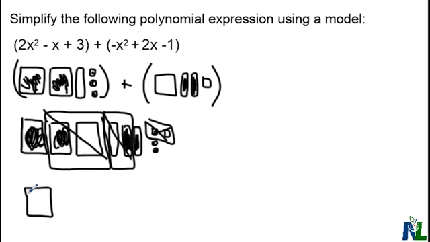just a positive x squared, a positive x, and 2 positive unit tiles. And if you wanted to write this symbolically, your answer would be x squared plus x plus 2. And that is simplification for addition using a model.